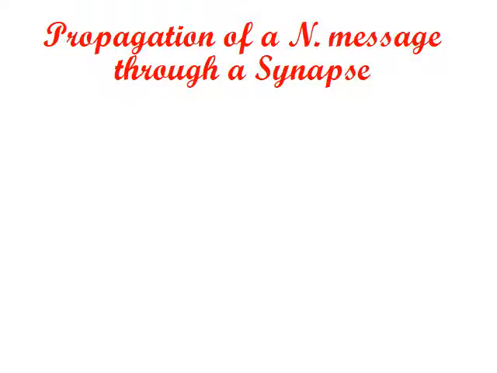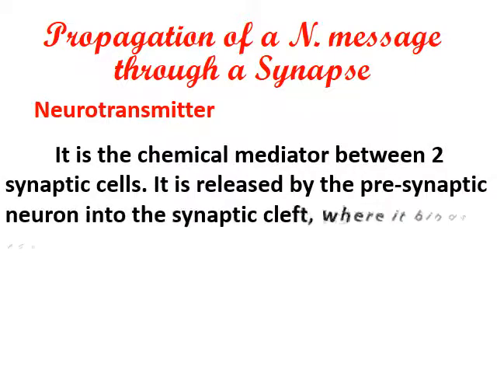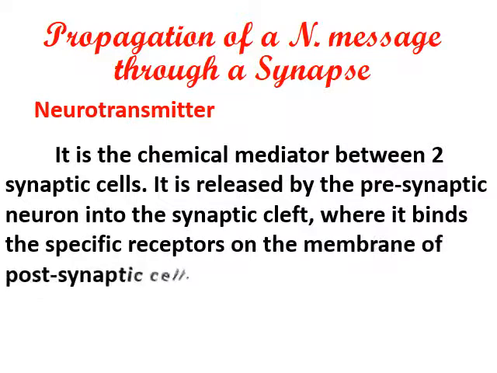Propagation of a nervous message through a synapse. First, let's say what a neurotransmitter is. A neurotransmitter is the chemical mediator between two synaptic cells. It is released by the presynaptic neuron into the synaptic cleft, where it binds to specific receptors on the membrane of the postsynaptic cell. So to repeat, it's released by the pre and the synaptic cleft and binds to receptors on the post.